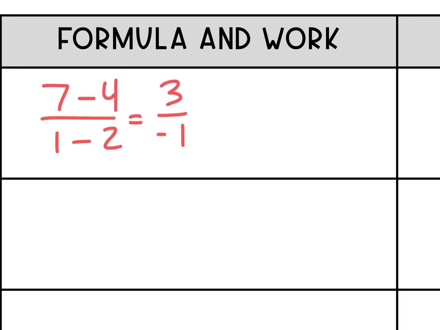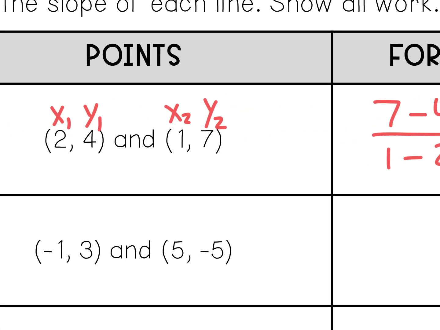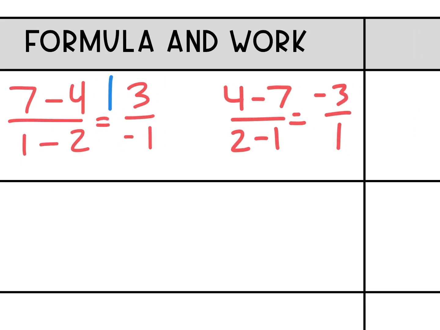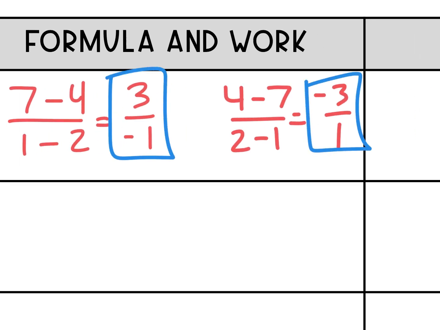And then some people I saw did 4 minus 7 over 2 minus 1, and you get negative 3 over 1. So the order actually doesn't matter as much as the formula would like you to think, because what if I decided at the beginning to call this x2, y2, and this x1, y1? Who would know, right? What if they were given to me in the opposite order? Well, it turns out it doesn't affect the slope. The slope is the same either way.